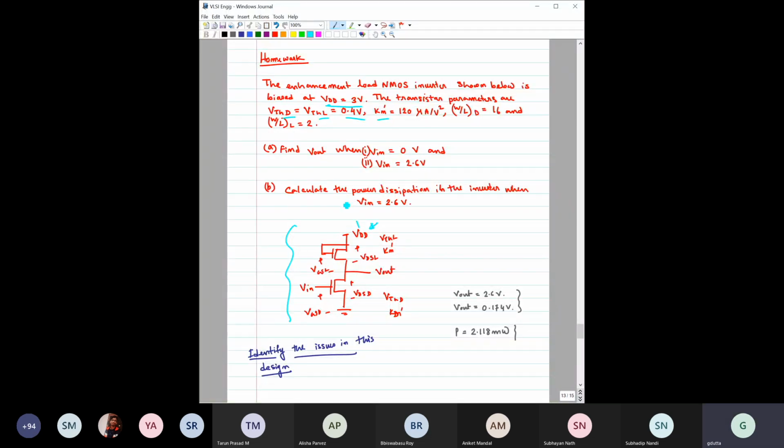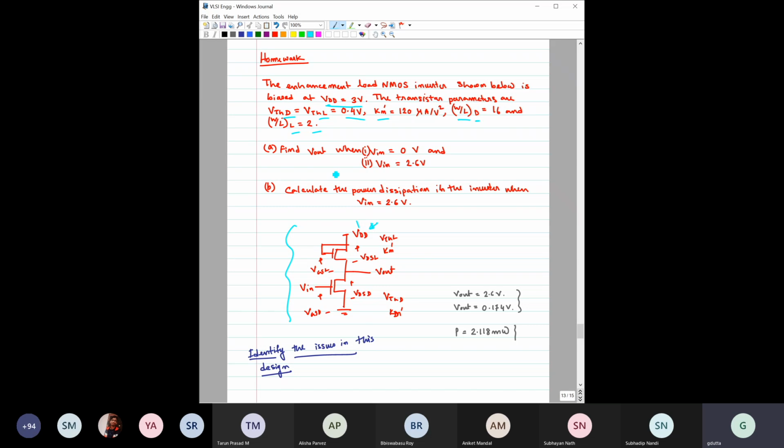Kn dash value is common for both the transistors. The W by L ratio for the driver is given as 16. For the load, it is given as 2. So their W by L ratios are different, and when the W by L ratio is different, their driving capability is also different, because ID is proportional to W by L. So please do remember that.